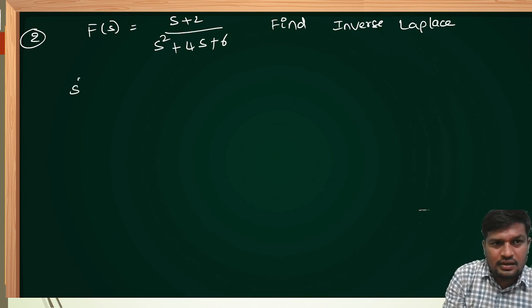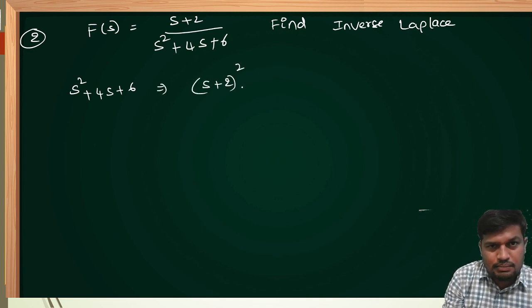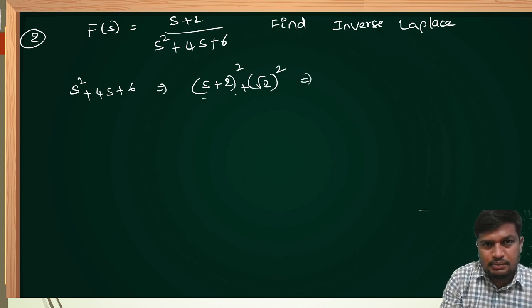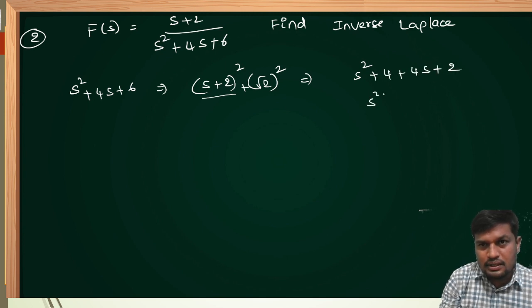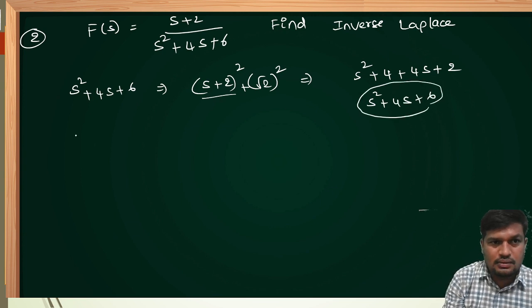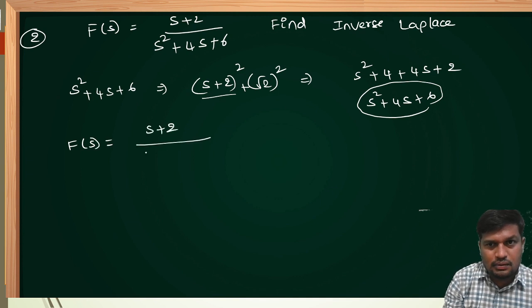Therefore, what I can do is write s square plus 4s plus 6 as (s plus 2) whole square plus root 2 whole square. It is just an expansion, like (a plus b) whole square. s square plus 4 plus 4s, plus root 2 square which will be 2, will be s square plus 4s plus 6. Same result we got. Now, F of s can be written as (s plus 2) upon (s plus 2) whole square plus root 2 whole square.